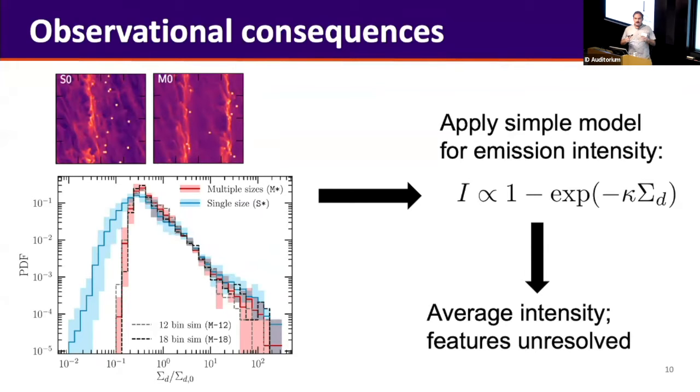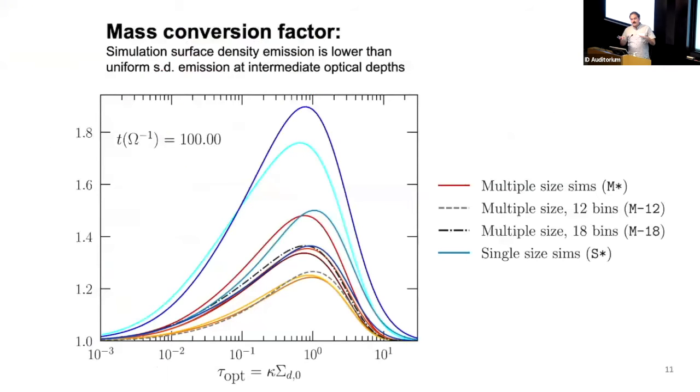And so one thing I skipped over a little bit was that these features are very small, sub-AU, very much sub-AU. So no observational telescope is going to be able to observe this. So we're going to take an average of the intensity map that we get from this conversion. And then we're going to compare that to the emission that we would get from a uniform box if there's just no clumping at all. And this is the kind of mass conversion factor that we would get if we did that.